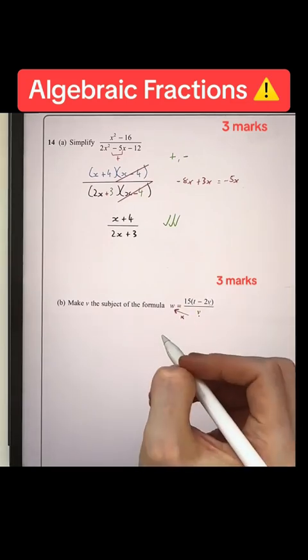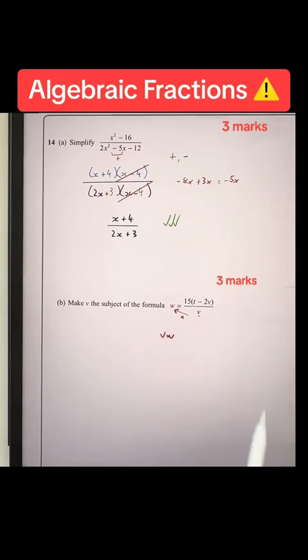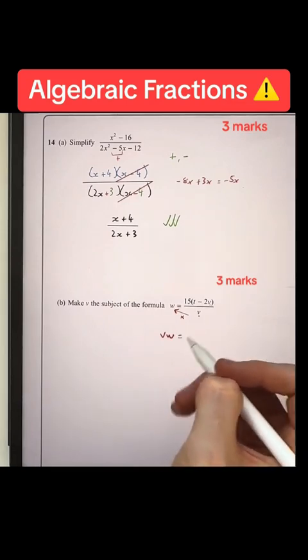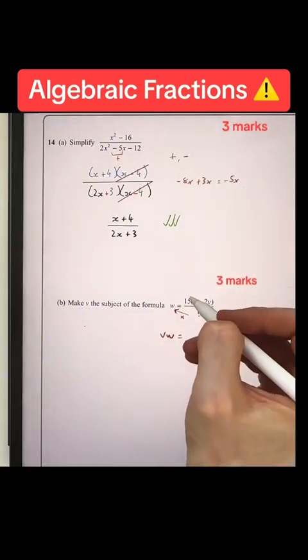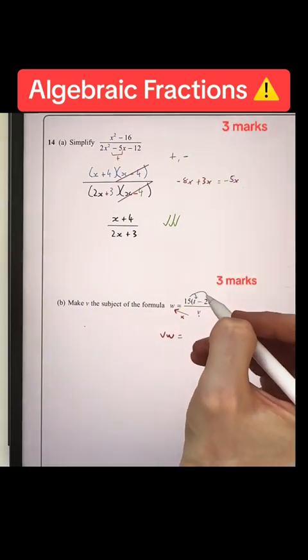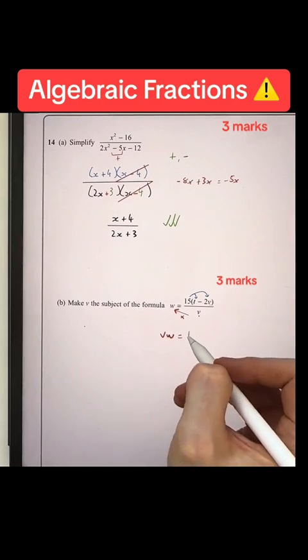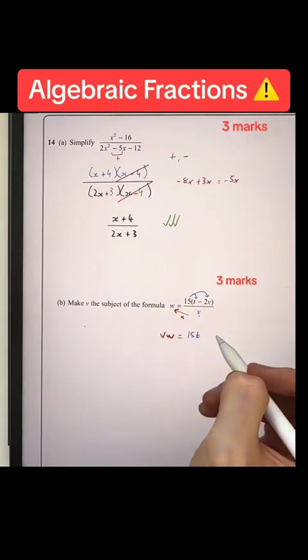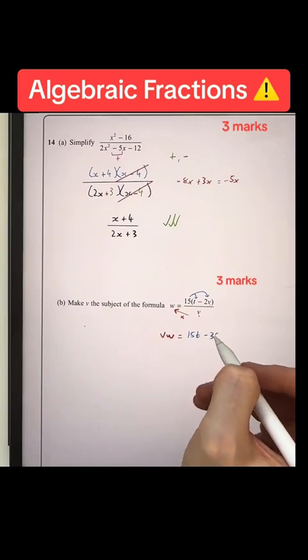So v times w, if the letters are different, let's go next to each other in alphabetical order, so that's vw. On the right-hand side, as I've got a single bracket, I'm going to expand it. Whatever's directly outside, I multiply each term directly inside. So 15 times t will give us 15t, and 15 times negative 2v will give us negative 30v.